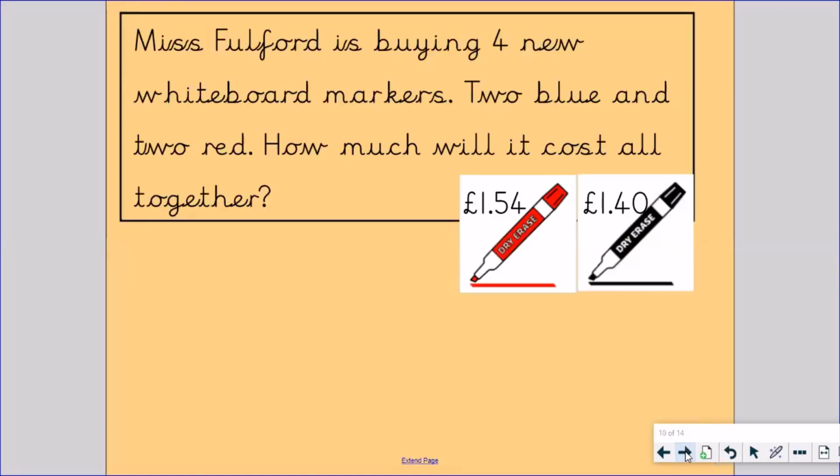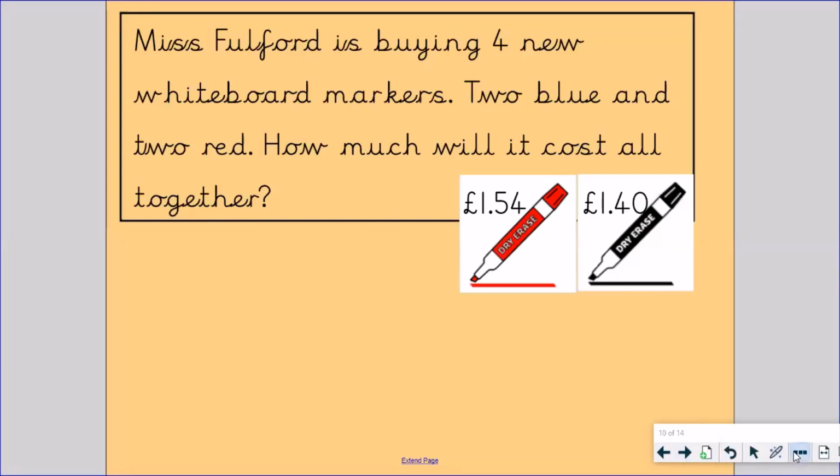All right, what do we do when the question's a little bit more complicated? Miss Fulford is buying 4 new whiteboard markers, 2 blue and 2 red. How much will it cost all together? Well, the first thing I need to do is go through the question and make sure I know exactly what it is that it's asking me.